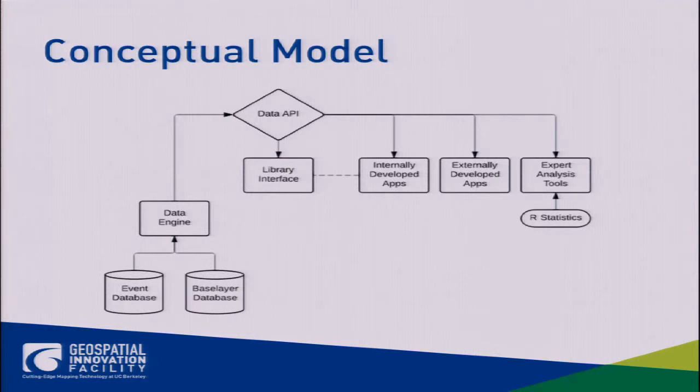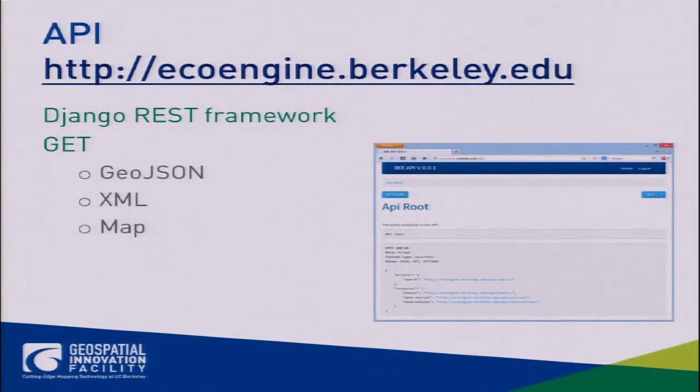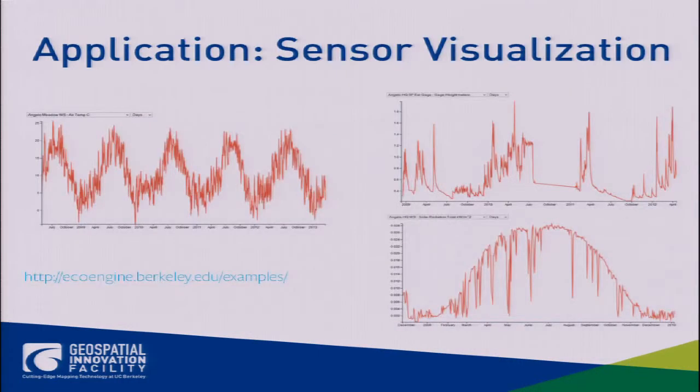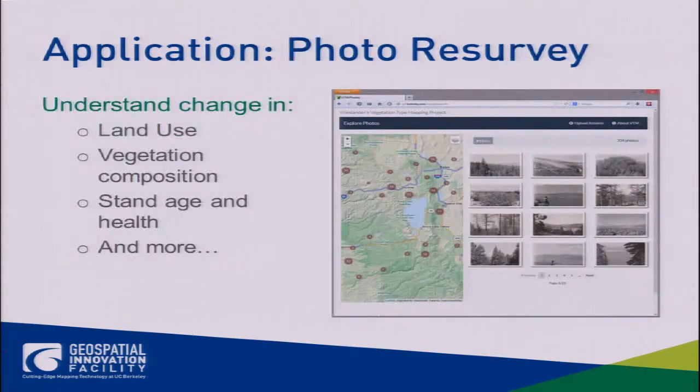There's a great project called rOpenSci, and one of our postdocs here, Karthik Ram, developed an ecoengine package which allows R users to tap into these data resources straight from the R terminal. So you can get at this information from ecoengine.berkeley.edu, and you can build with simple tools like d3.js really neat, engaging, and active visualizations around data like the sensor data here. And we have an example of that on the website.